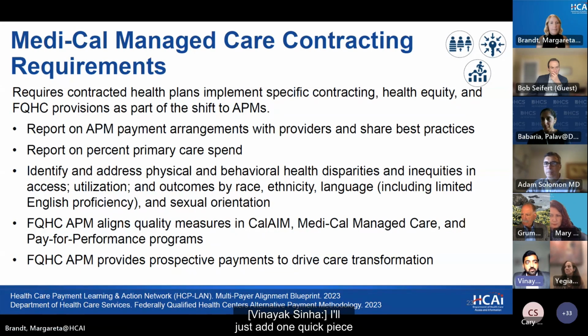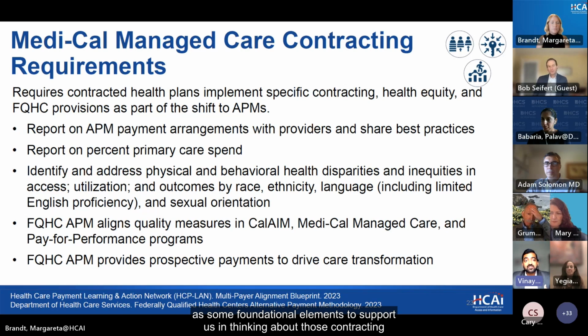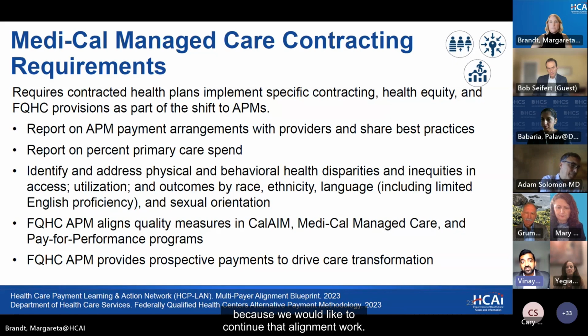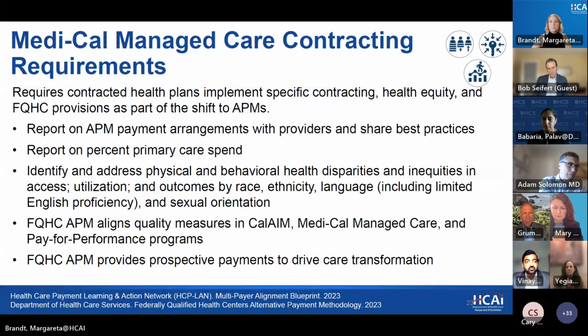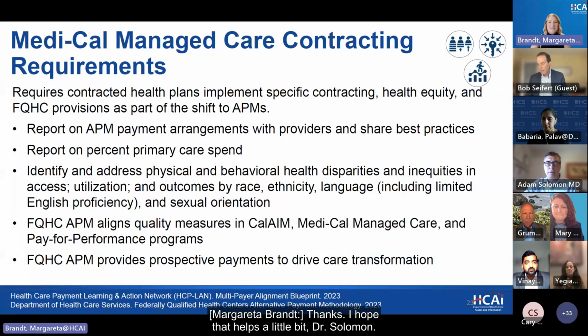I'll just add one quick piece to that. What we're talking about today, this multi-payer alignment blueprint, is what HCP LAN has put forward as some foundational elements to support us in thinking about those contracting standards that OHCA will develop. But none of what we've reviewed today are standards in themselves. What we have reviewed are some examples from programs in California, because we would like to continue that alignment work. That's why we're talking about the blueprint in particular and its foundational elements. Thanks. I hope that helps a little bit.